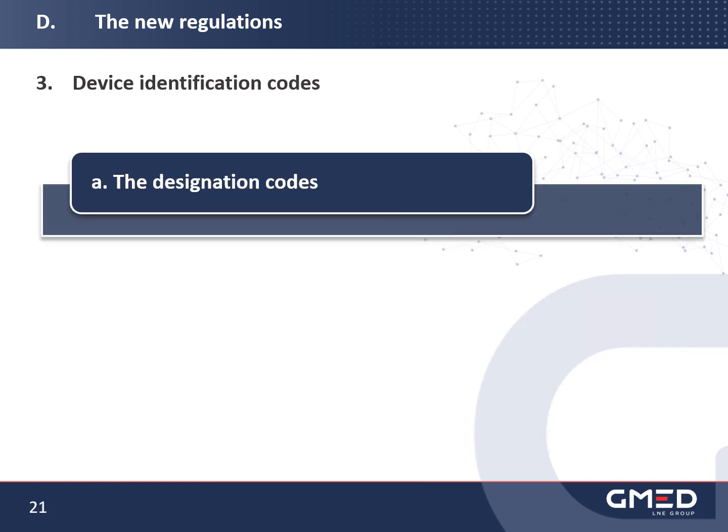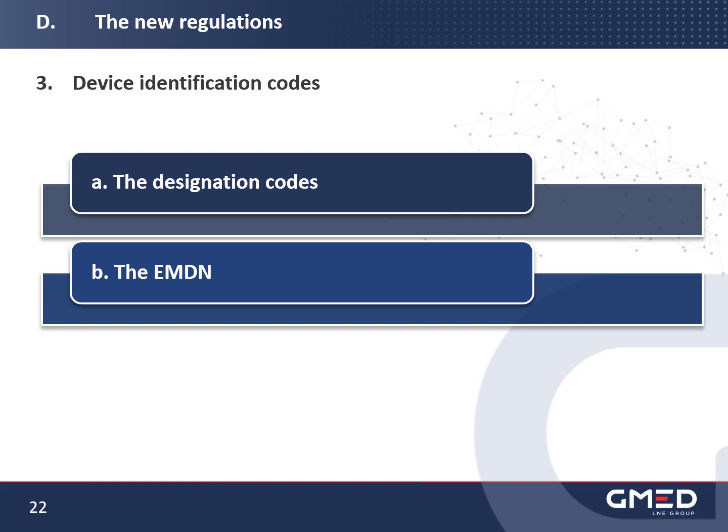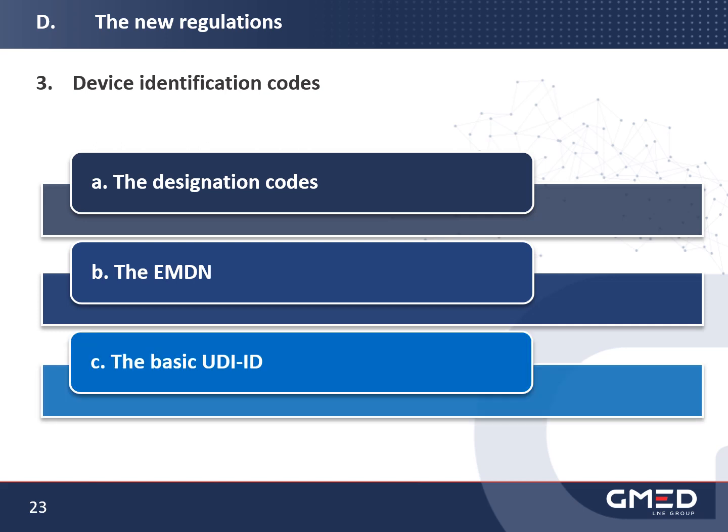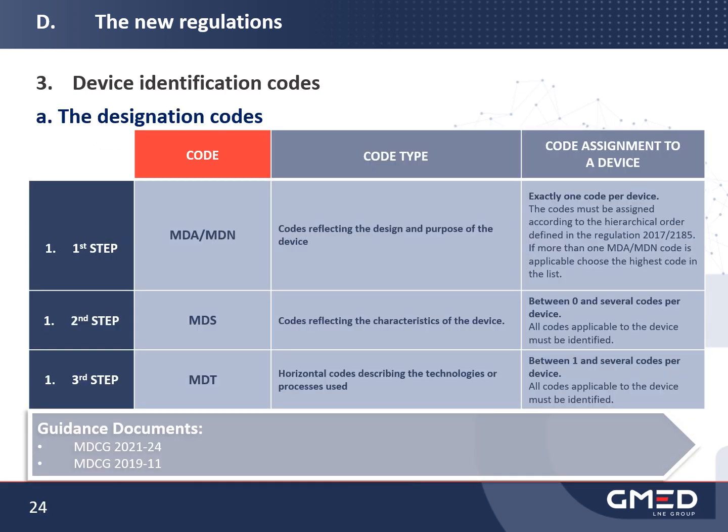The third topic concerns device identification codes. Regulation EU 2017/745 introduces new requirements for devices identification and categorization that are significantly different from those applied under the directives. This translates into the implementation and use of a new code system, including designation codes, EMDN, and the basic UDI-DI. We will now review these 3 code systems to introduce them to you and give you valuable information to master them.